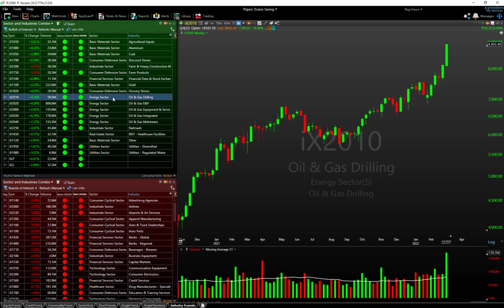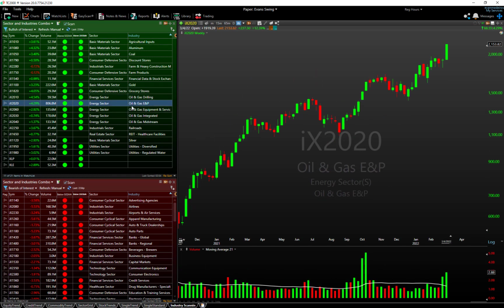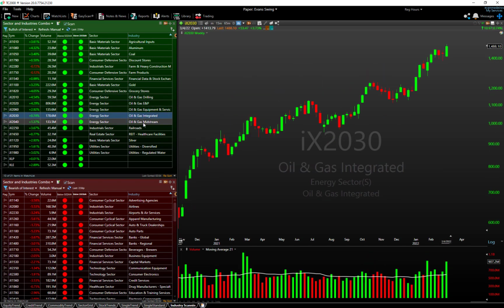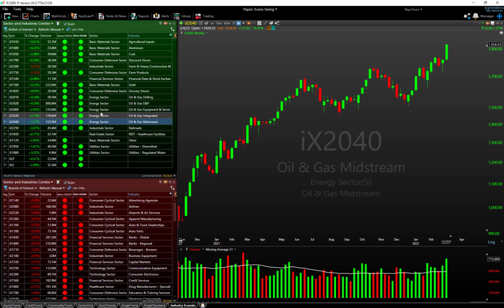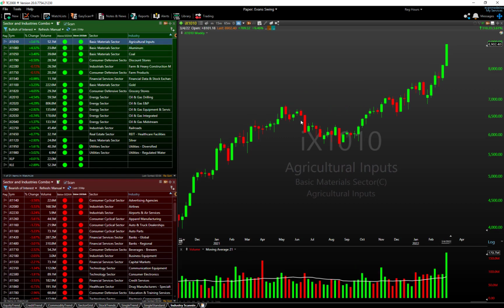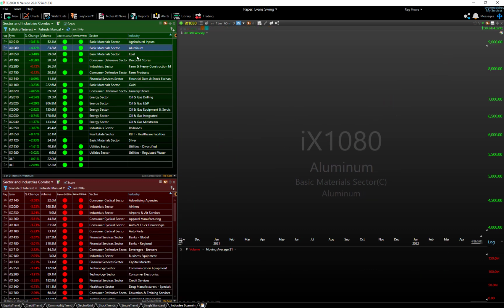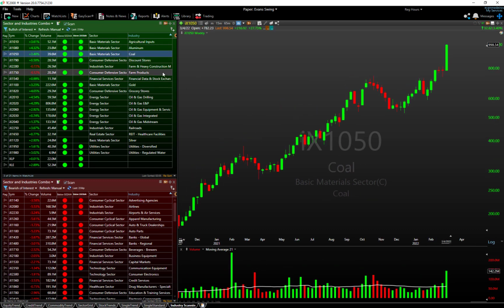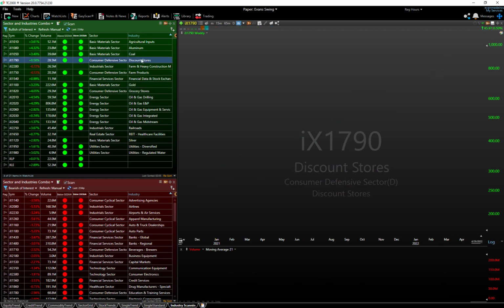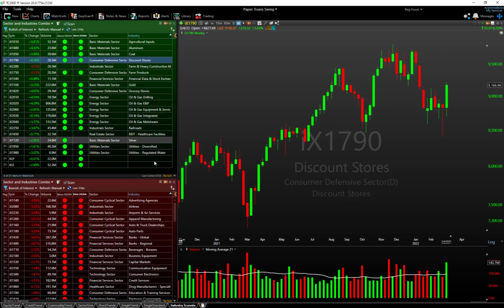So you can see it's dominated by energy again, for good reason, of course. So a lot of the oil and gas, the specific industries and the sector as a whole, is clearly racing higher for all the reasons we just discussed. And then you also have just a lot of basic materials as well. So you got the agriculture inputs and aluminum, coal, all doing very, very well. And then you've got just a mix here of some utilities and maybe some consumer defensive. So all of that I think makes sense.